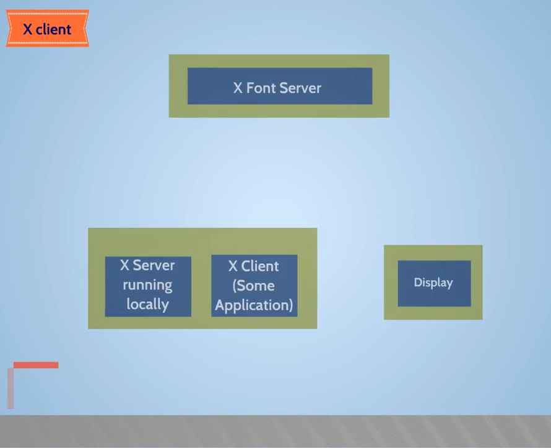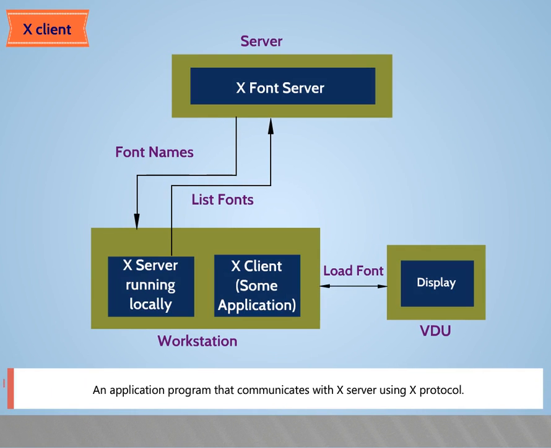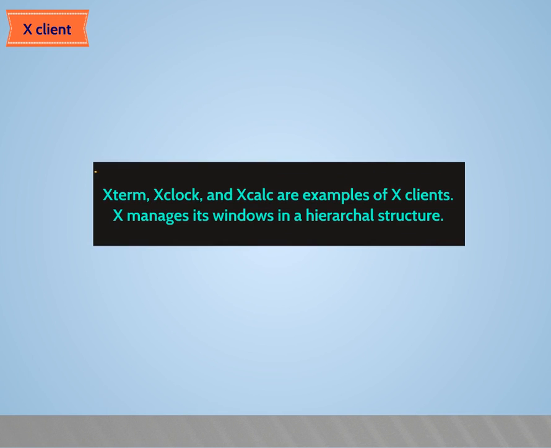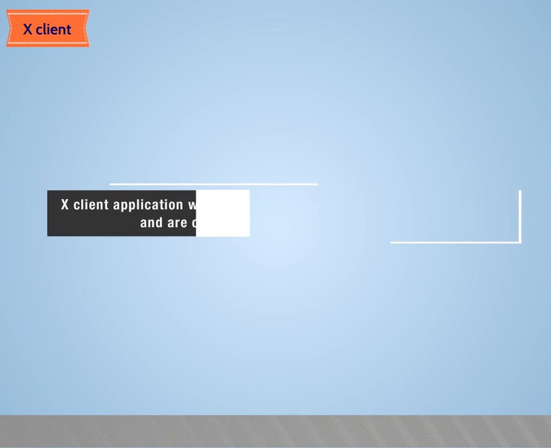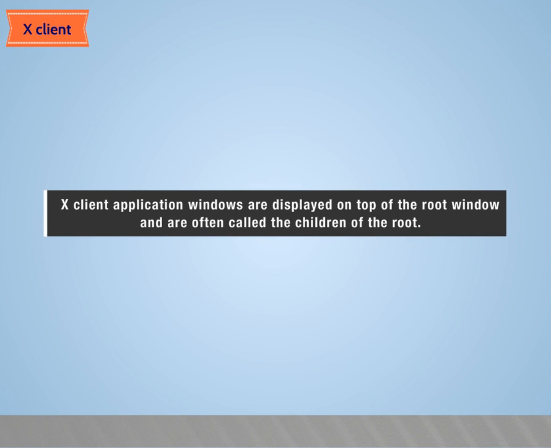X Client. An application program that communicates with X server using X protocol. Xterm, Xclock, and Xcalc are examples of X clients. X manages its windows in a hierarchical structure. The shaded area that fills the entire screen is the root window. X client application windows are displayed on top of the root window and are often called the children of the root.